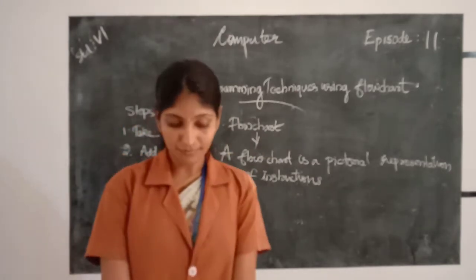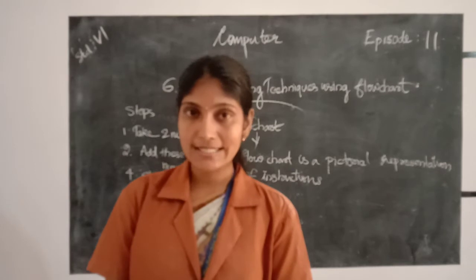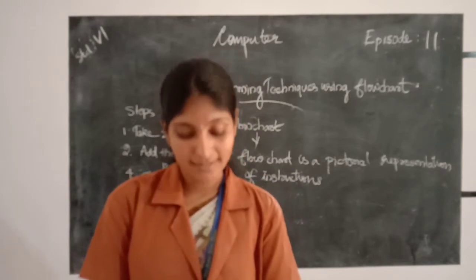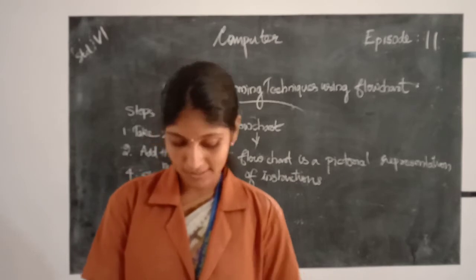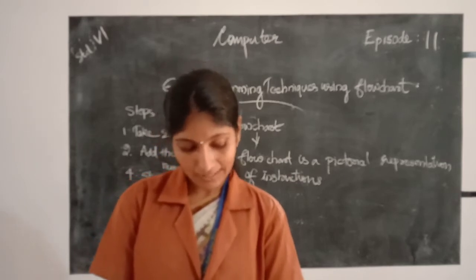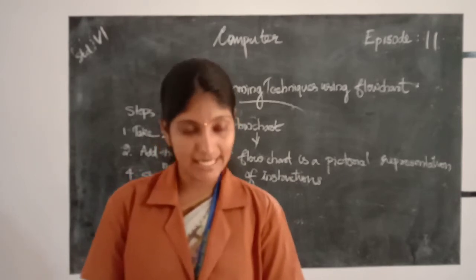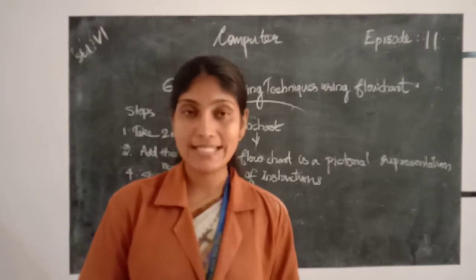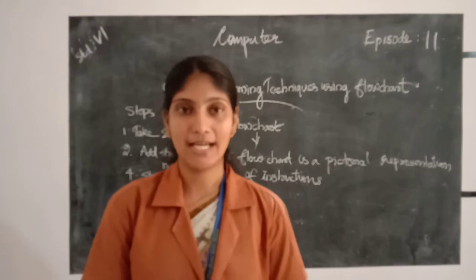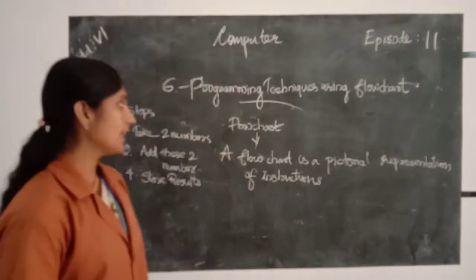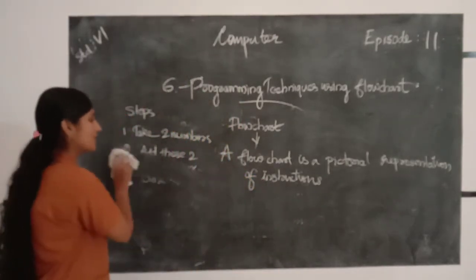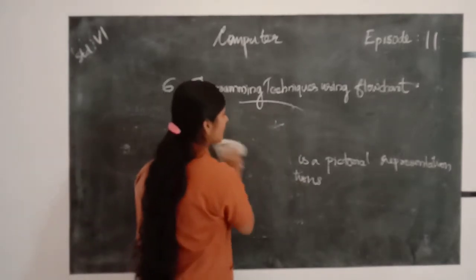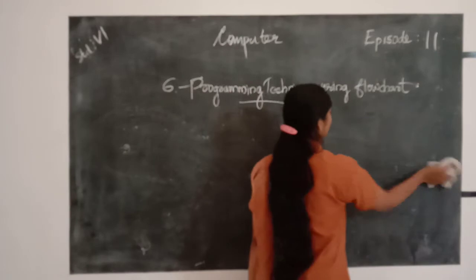So the definition of a flowchart is: a flowchart is a graphical representation of the sequence of steps required to solve a particular problem. In a flowchart, each problem solving step is mentioned inside a box of specific type. So let's see what the shapes used in the flowchart are. Next topic, shapes used in the flowchart.